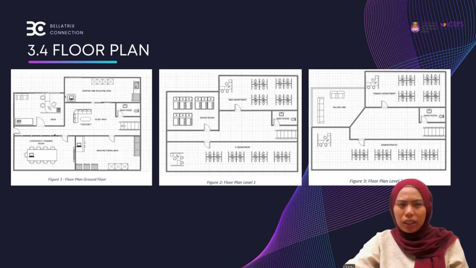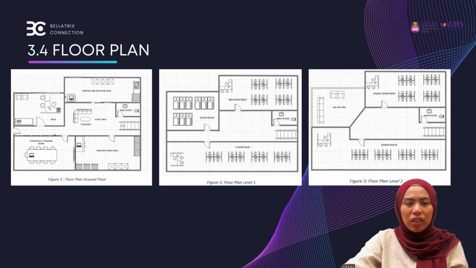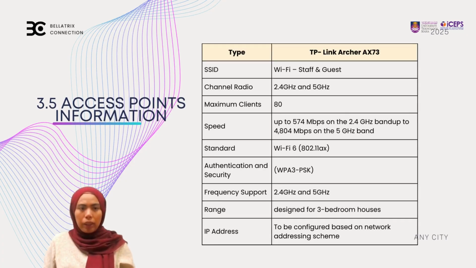Next is VLAN segmentation. Each department operates on its own VLAN, reducing interference and congestion, enhancing security, and ensuring effective data flow within the network. Last is proactive network management. Regular monitoring of signal strength, addressing interference, and optimizing access point configuration are crucial for a stable and reliable wireless network. In this slide, you can see the floor plan of each floor in our company based on the diagram below. This is the access point information.